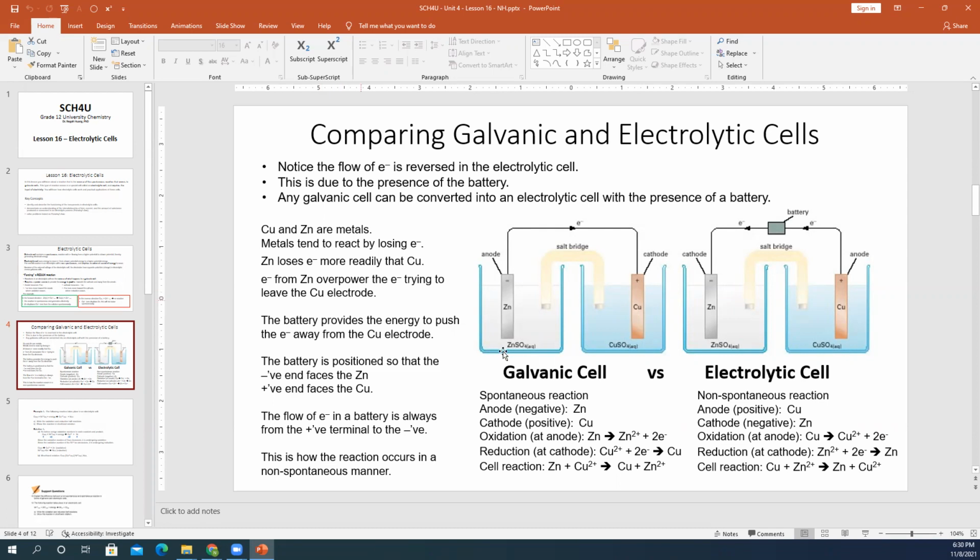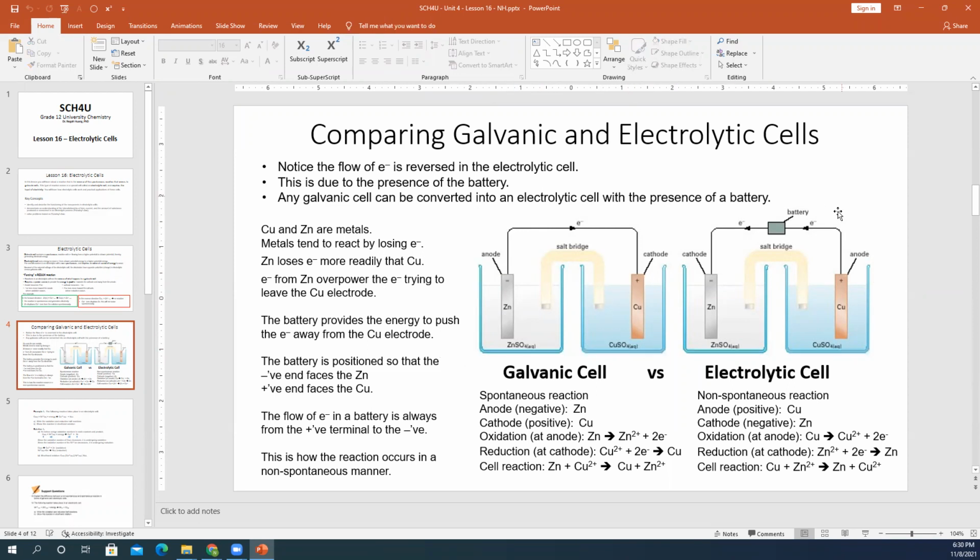And the electrons from the zinc electrode overpower the electrons trying to leave the copper electrode. So that's why you have a flow of electrons in this direction.